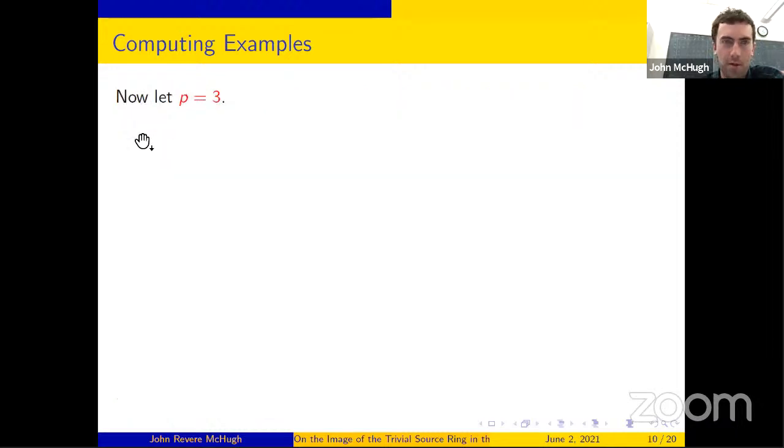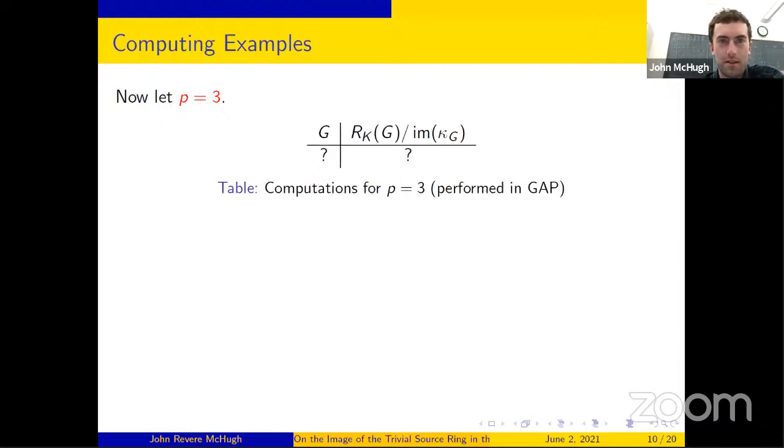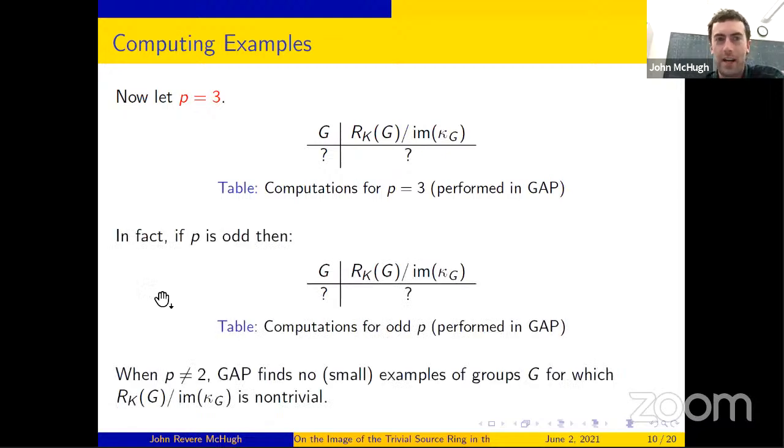Now let's move to the next prime. P is equal to 3. If we do the same computations, computing that quotient, GAP doesn't find any examples. Now that doesn't mean that there aren't any, but it just means that for all small groups, I think I computed up to order 200, GAP couldn't find any examples where this quotient is non-zero. And in fact, I didn't try every odd prime, but looking at P equals 5, P equals 7, GAP couldn't find any examples where this quotient is non-zero.